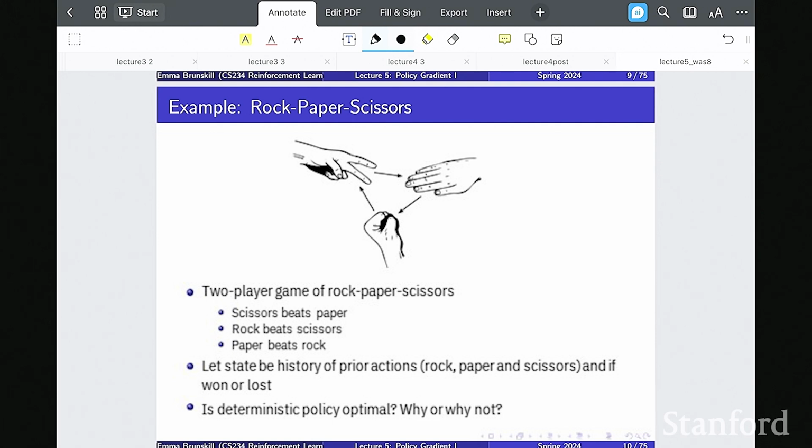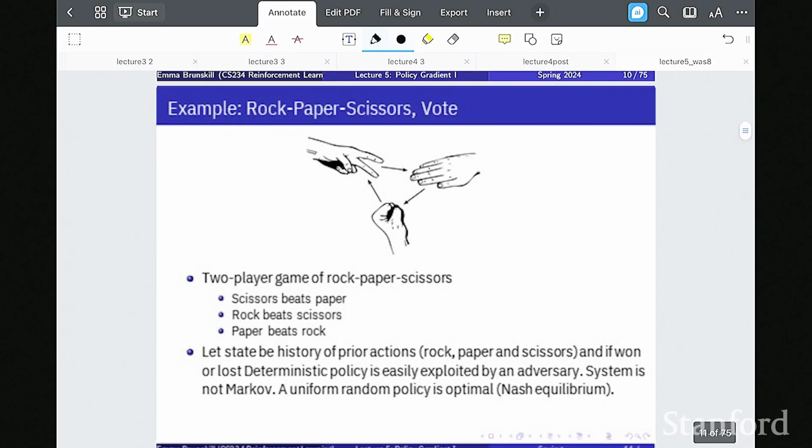Okay, and now you might think, well, that sounds different than what we've seen so far, but one of the challenges here is the system is not Markov. So it's not stochastic what your adversary will play next. They're not random, or it might be if they're playing a stochastic policy, but in general, they can react to what you've seen so far, and it's not just a random environment like a coin flip on the next time. And in this case, actually, a uniform random policy is optimal. It's the Nash equilibrium.